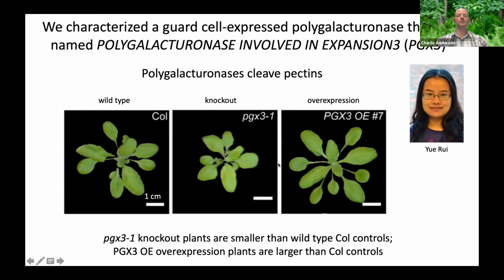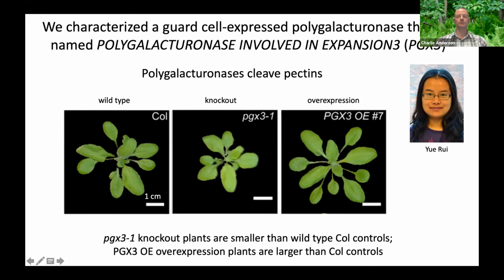So we've also tried to understand the function of a class of enzymes called polygalacturonases that cleave the backbone of homogalacturonan, that simplest form of pectin. And this was work that was done by a great PhD student, Yua Rui. So we knocked out this polygalacturonase in Arabidopsis. We can actually order knockouts through the mail if we work in Arabidopsis. And we saw that those plants were smaller than wild type.